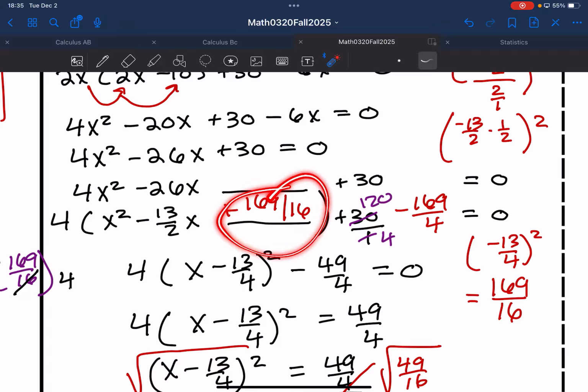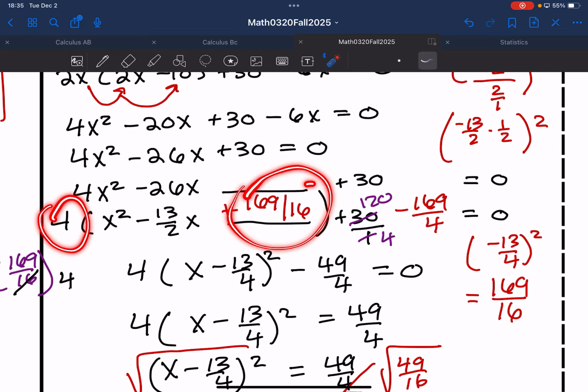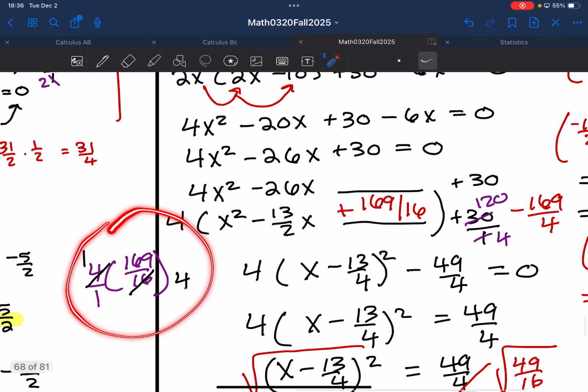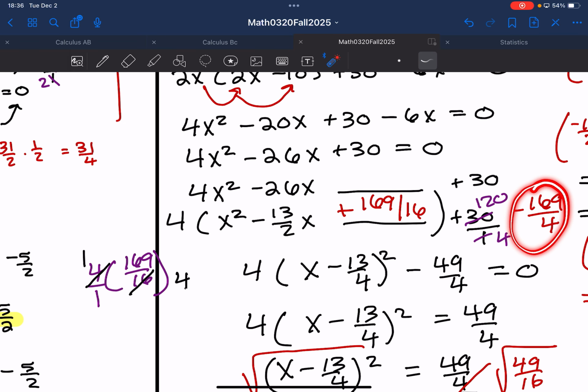But since I added this here, I know I have to subtract a value on this side. But I can't just subtract 169 over 16 because technically this is 4 times 169 over 16. So then I multiply 4 over 1, and I did it right here off to the side. 4 over 1 times 169 over 16. I canceled on the diagonals. And I said, okay, I have 4 and 16 here, which means I divide both by 4. And I get 1 over 1 left on the first fraction, and then 169 over 4 on the second fraction. So that's why I subtracted 169 over 4.